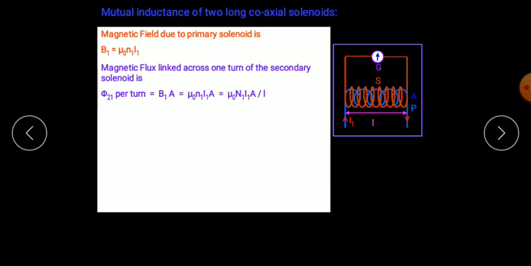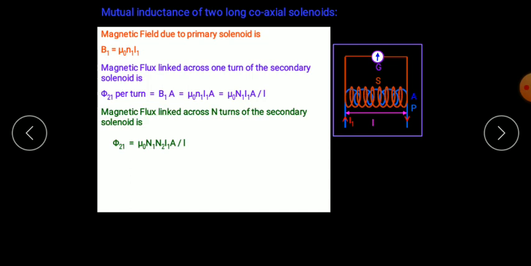Small n1 equal to capital N1 upon L, where small n1 is the number of turns per unit length. So we can write mu naught n1 I1 A. So the magnetic flux linked across N2 turns of the secondary solenoid is phi 21 equal to mu naught n1 N2 I1 A upon L. I hope this point is clear to you.